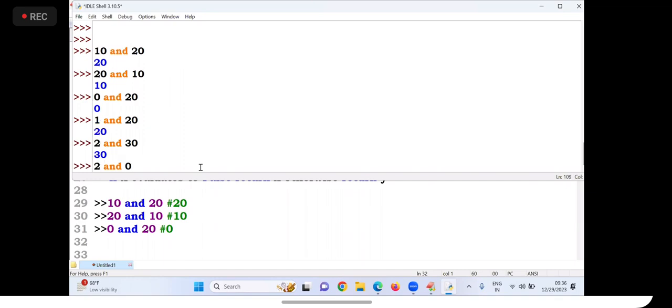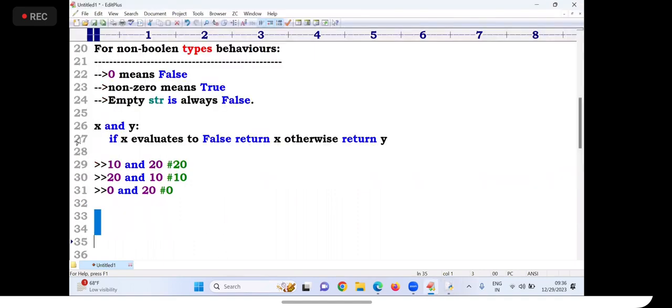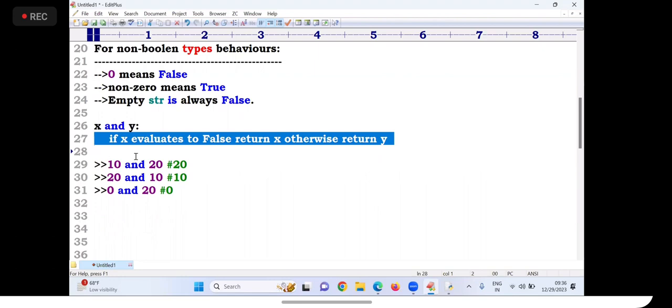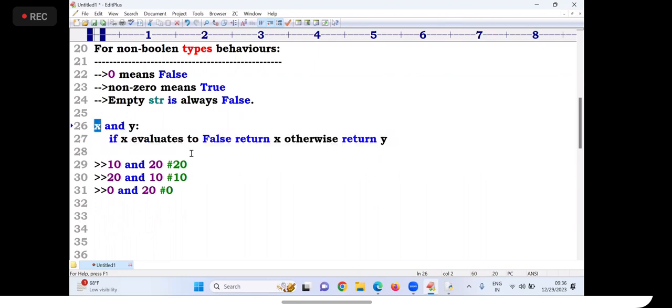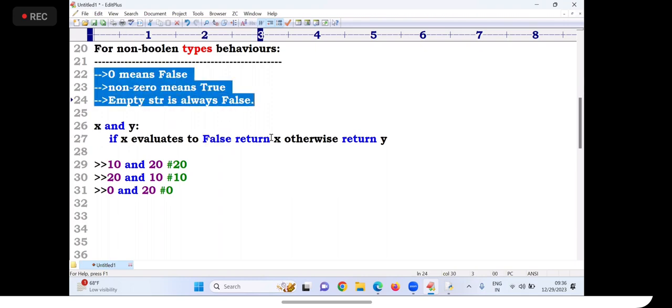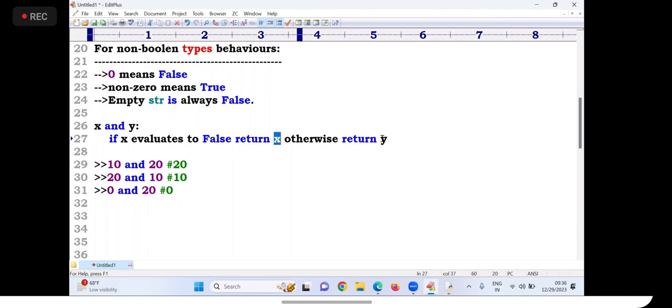2 and 0, 0 only. If the first value is 0, then only 0. Otherwise, always the second value. Read this one and you will get clarity, line number 27. First, you check whether the first value is false or not. How to know, sir? These three rules. Then you can decide X is the output. Otherwise, what is the output? Y.